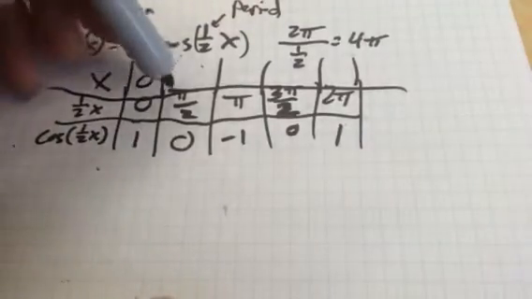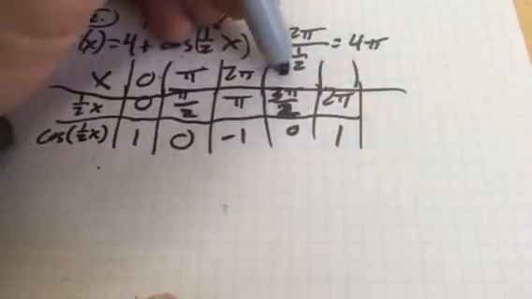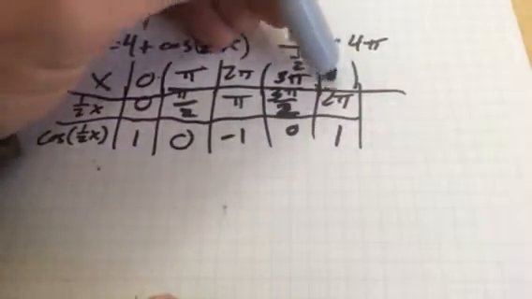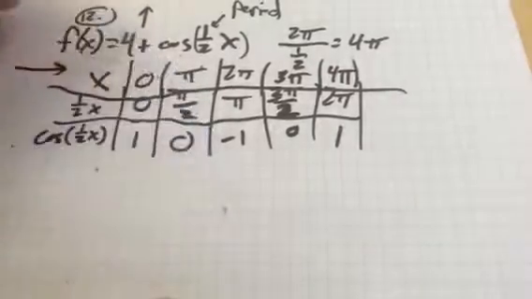So 0 doubled is 0. Pi over 2 doubled is pi. Pi doubled is 2 pi. 3 pi over 2 doubled is 3 pi. 2 pi doubled is 4 pi. So there's my inputs that give me these outputs.